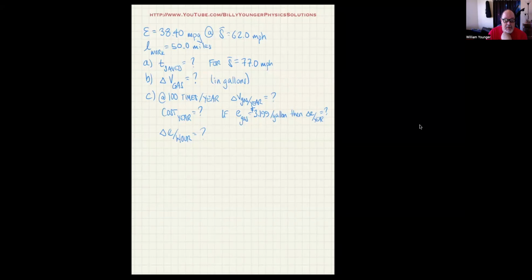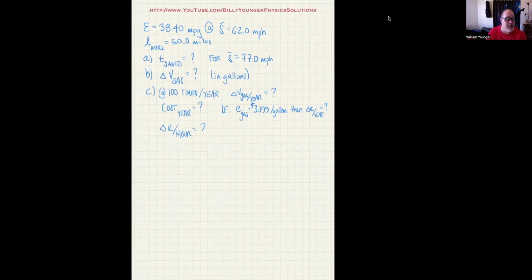In part A, I was asked how much time was saved by going 77.0 miles per hour. In part B, I asked how much extra gas was used. In other words, the delta volume of the gas in gallons. And then in part C, I'm going to assume that I did that 50-mile trip 100 times per year and figure out how much gas I used. And specifically, if you did this 100 times per year, how much total extra gas would you use? How much total time would you save? That's another question we're looking at.